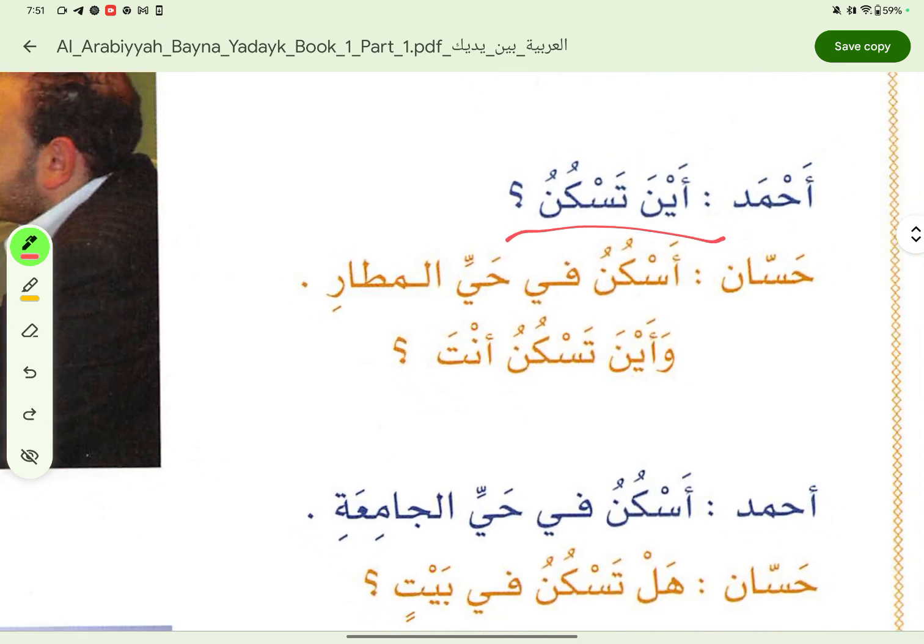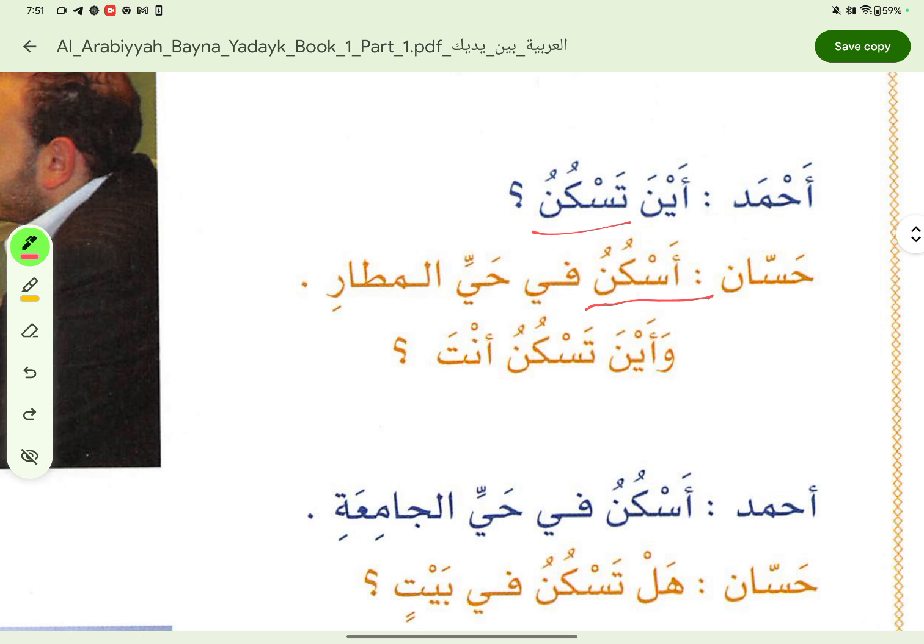And the response here is askunu. You see there's a common trait in these two words, which is the sin, the kaf, and the nun. As I said, the origin of the word is sakana, which means he resided. So, aina taskunu, where do you reside? Where do you live? Askunu, the a is for I.